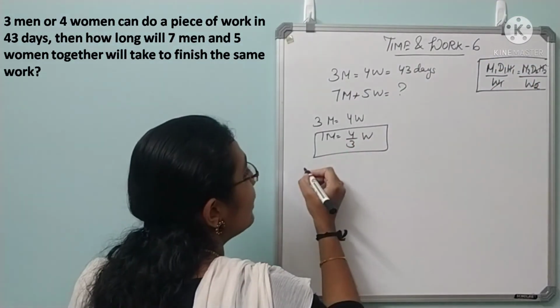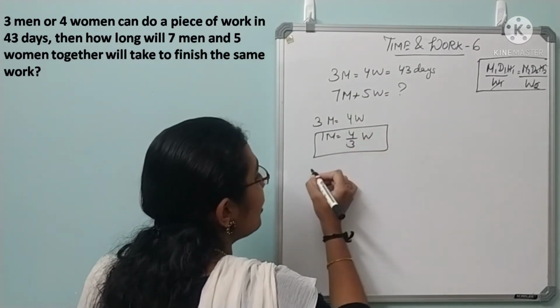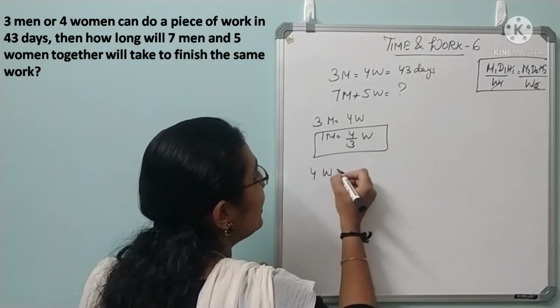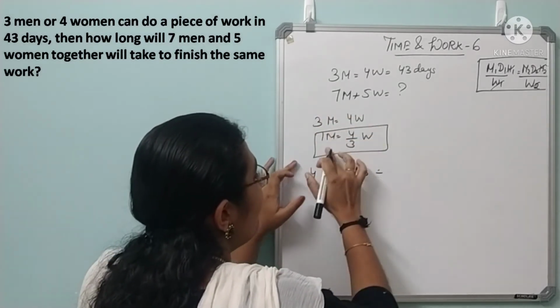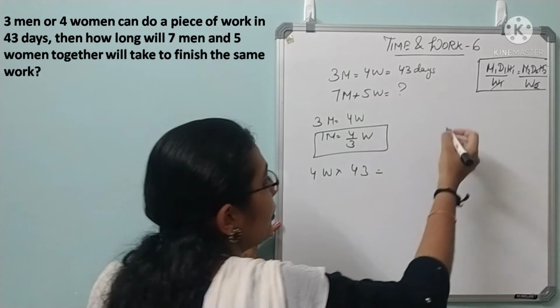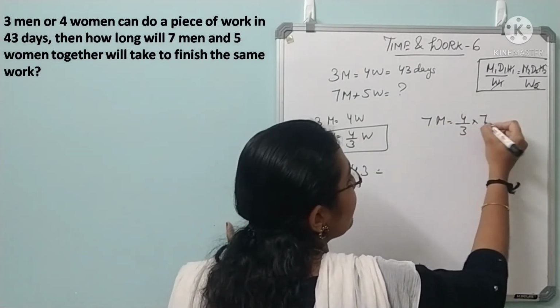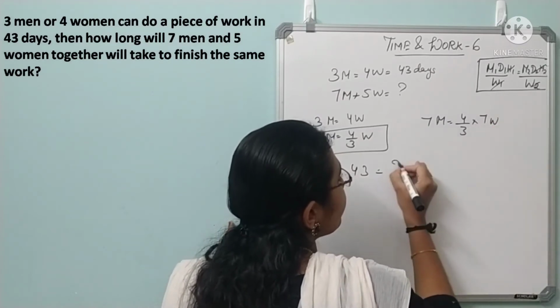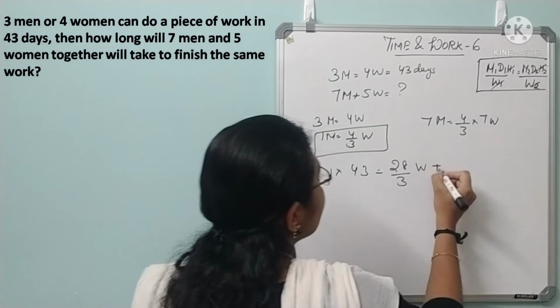Now we will use the formula and solve it. Okay. So men 1 D1. So men 1, here I have converted to woman, right? So 4 women only I will equate into 43 is equal to 7 men. 1 man is equal to 4 by 3 women. So 7 men is equal to 4 by 3 into 7, right? So 28 by 3 women plus 5 women.